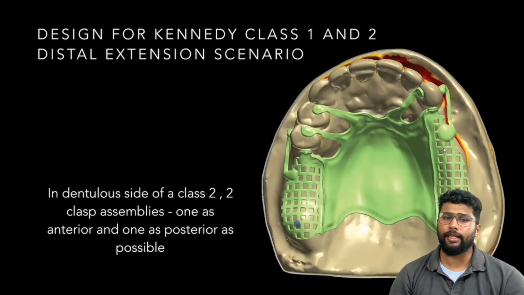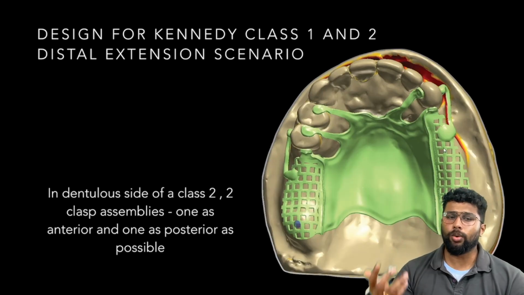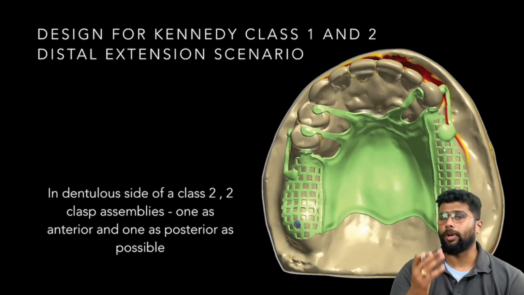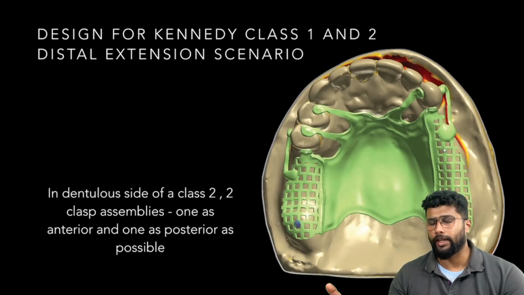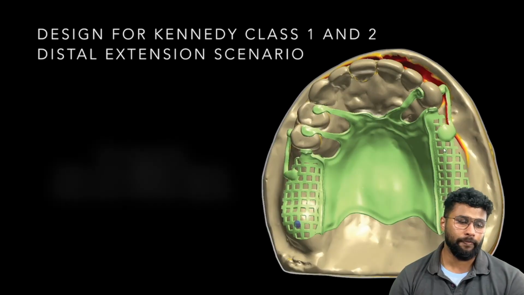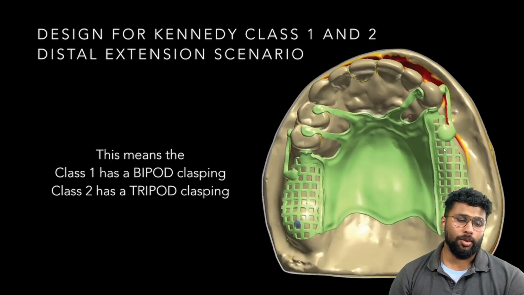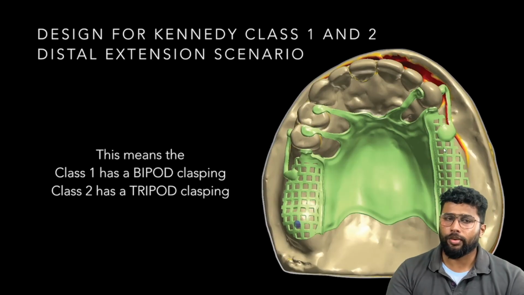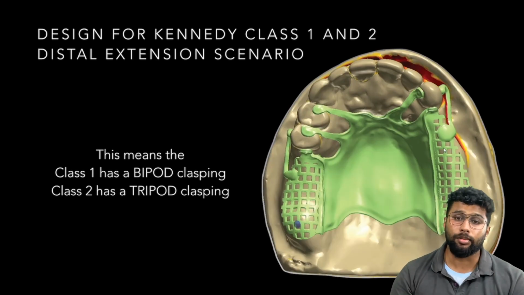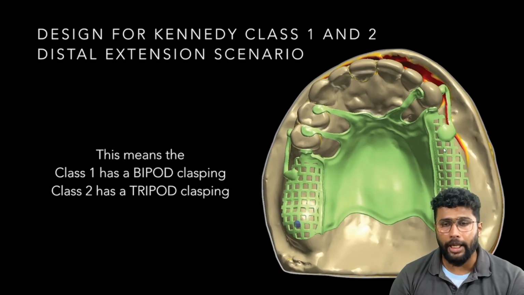So in a dentulous side, you have two clasp assemblies, one as anterior and one as posterior as possible on the intact side. And of course, on the edentulous side, you will have one on the distal most abutment tooth. So in toto, the class 1 has a bipod clasping, whereas a class 2 Kennedy's case has a tripod kind of clasping.